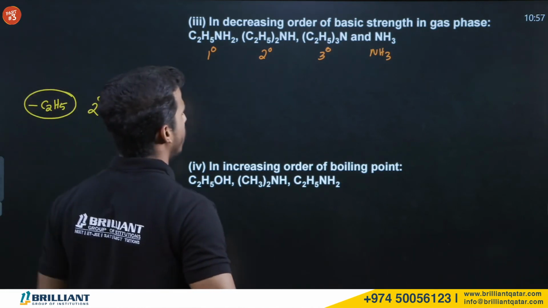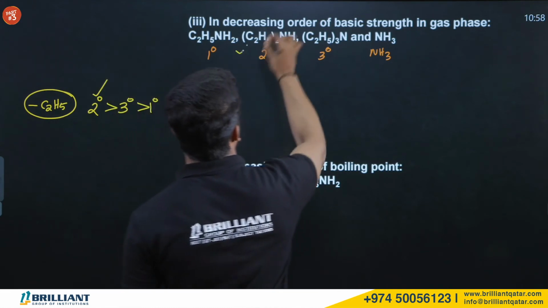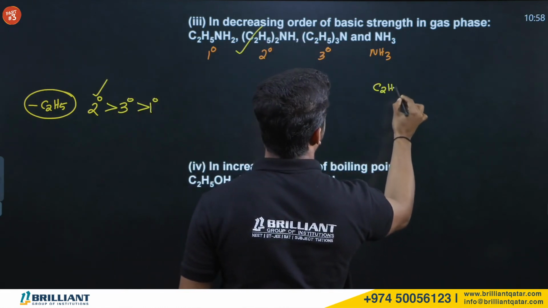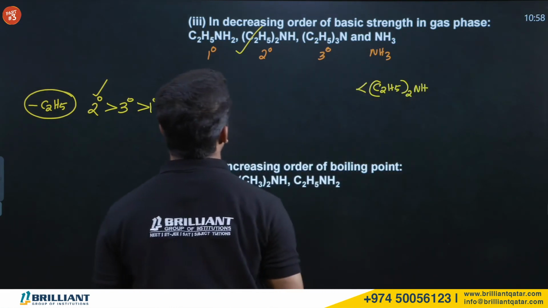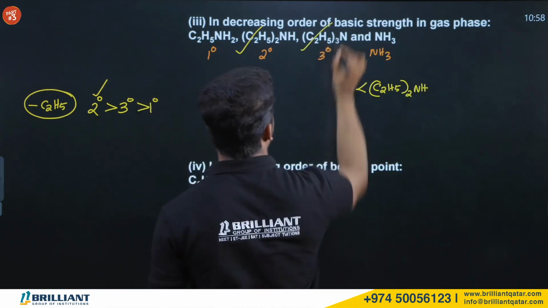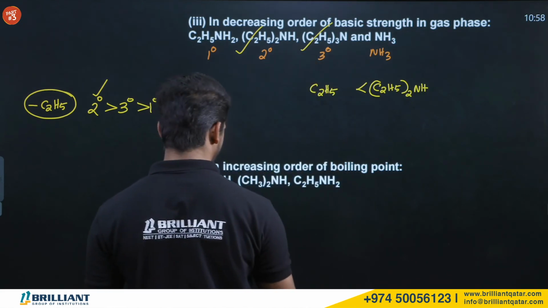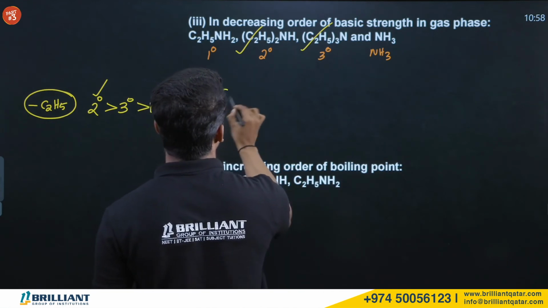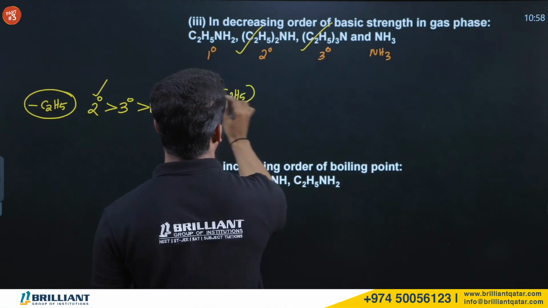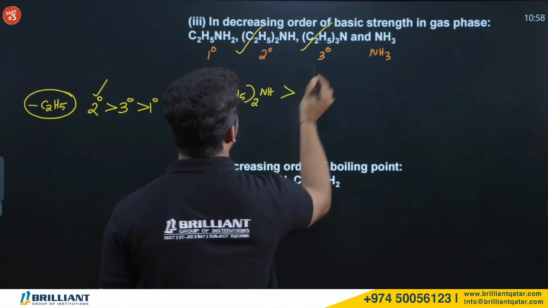So, which is more basic, everyone? More basic is the secondary one, this one. So we can say (C2H5)2NH is more basic. After that, tertiary is which one? I think it's a decreasing order, right? They are asking you the decreasing order. So, be very careful, all of you. Most basic one, let me write first: (C2H5)2NH. This is the secondary. Then tertiary.